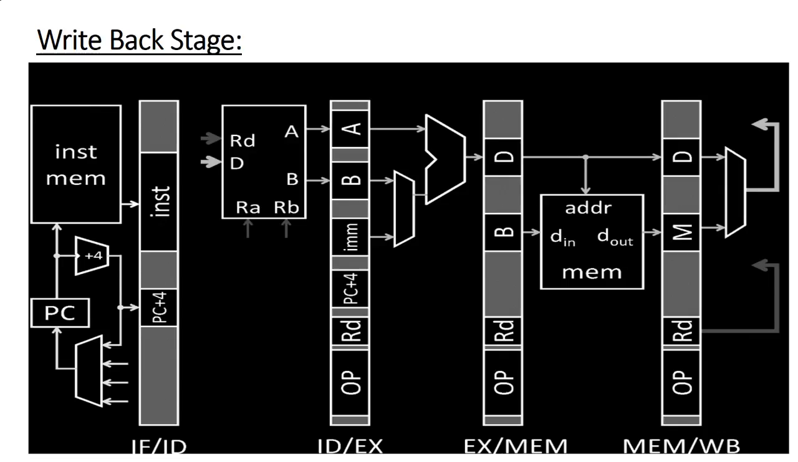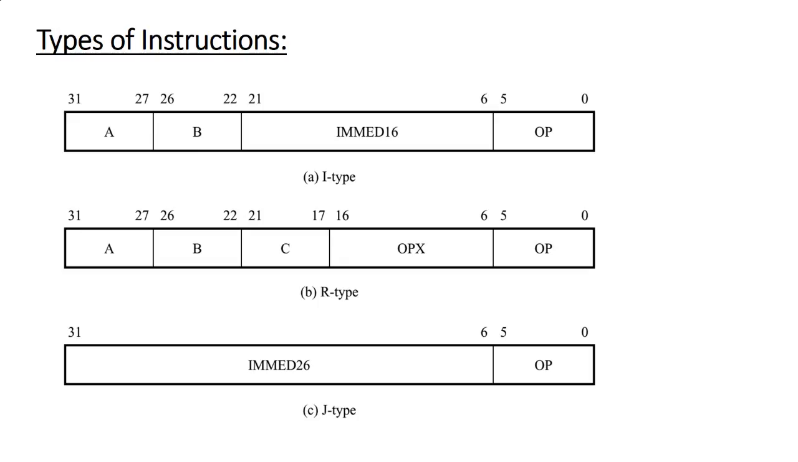The next stage is the write back stage. The write back stage is nothing but writing back to the registers after the operation is done from the ALU. All right. So instructions can be majorly categorized into three types. First is the I type, the second is R type, and the third is J type.